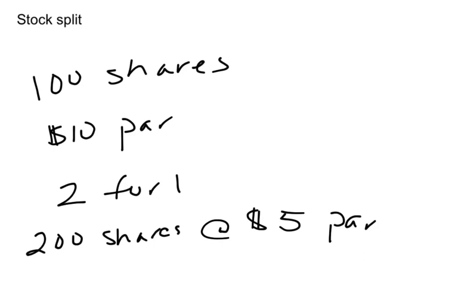So there's no journal entry required for the stock split because no money has actually changed. No account has increased or decreased. We just need to probably put a memo out or a disclosure out so that we know that the number of shares outstanding has increased and the par value has decreased. But overall, the dollar amount in the equity section is exactly the same, and the percentage ownership is the same as well.